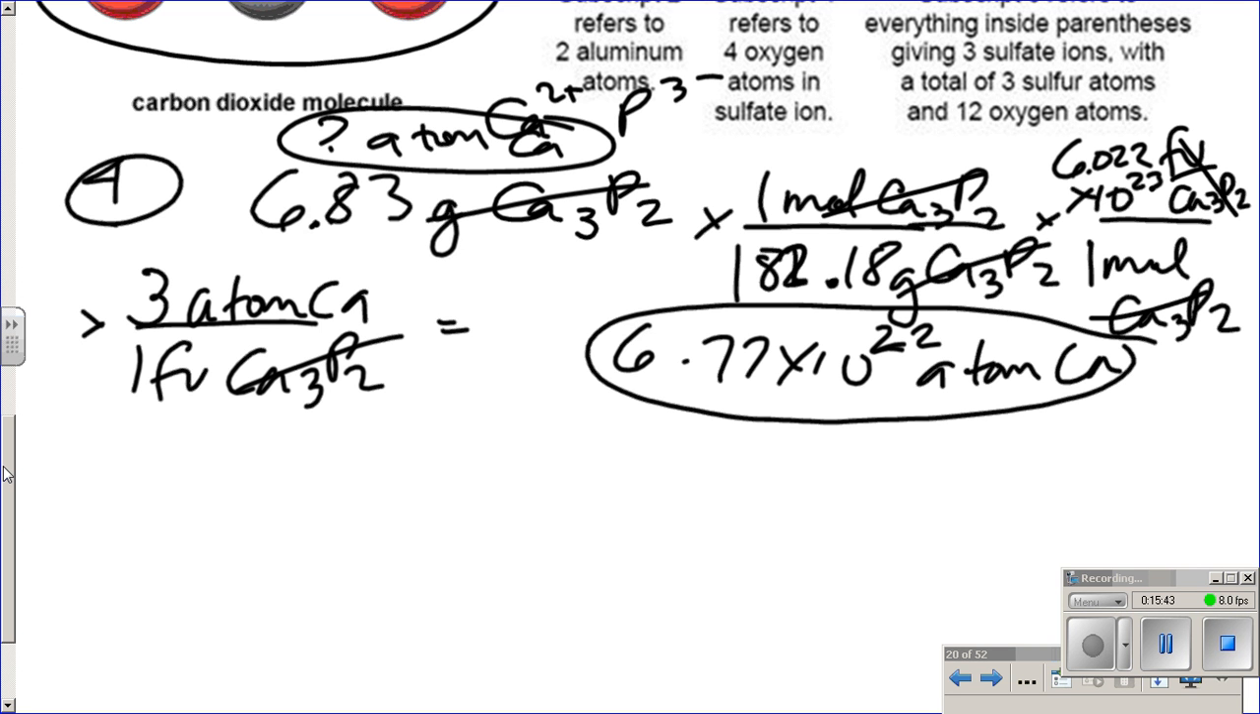Molecules, you have to write down molecules. Okay, that's all. The molecule is now moles.